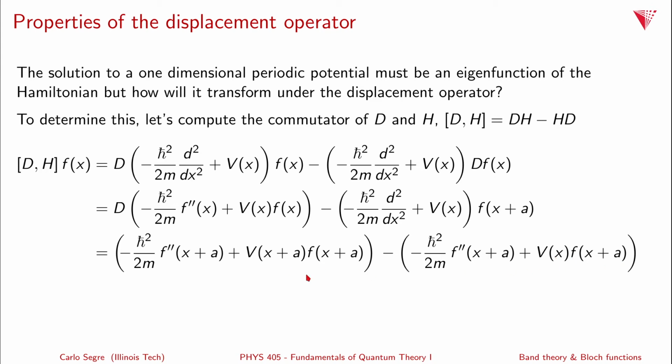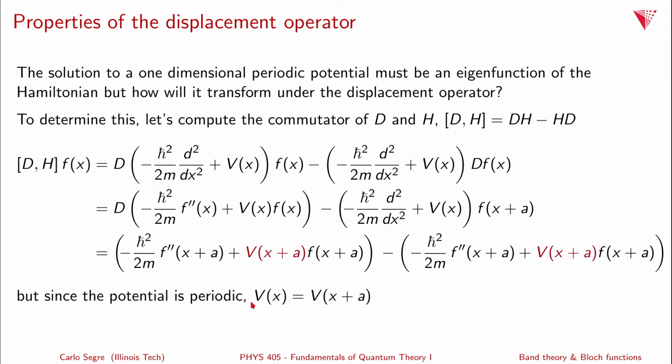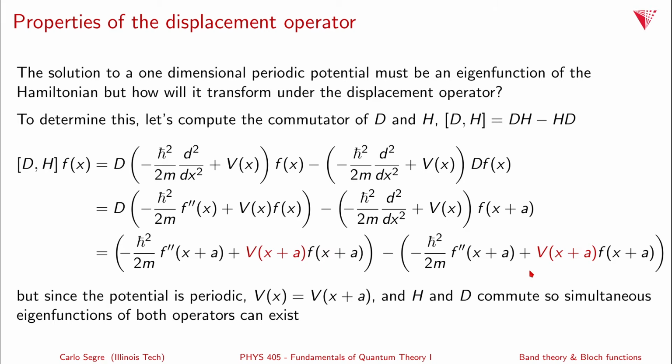So these two, at first glance, don't look like they subtract out exactly. But you remember the potential is periodic. That is, V of x is equal to V of x plus a. So we can replace the V of x over here with V of x plus a. And now the two cancel completely. And that shows that the displacement operator and the Hamiltonian commute. That means we can have simultaneous eigenfunctions of both operators.